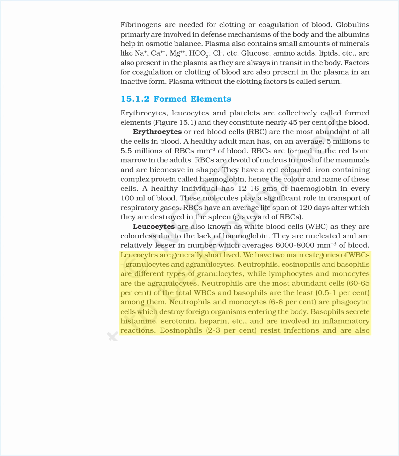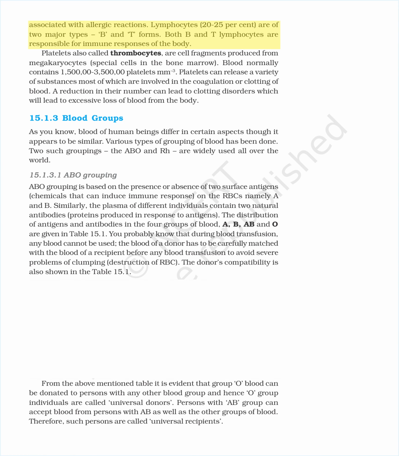Neutrophils are the most abundant cells, 60 to 65% of the total WBCs, and basophils are the least, 0.5 to 1% among them. Neutrophils and monocytes, 6 to 8%, are phagocytic cells which destroy foreign organisms entering the body. Basophils secrete histamine, serotonin, heparin, etc., and are involved in inflammatory reactions. Eosinophils, 2 to 3%, resist infections and are also associated with allergic reactions. Lymphocytes, 20 to 25%, are of two major types, B and T forms. Both B and T lymphocytes are responsible for immune responses of the body.